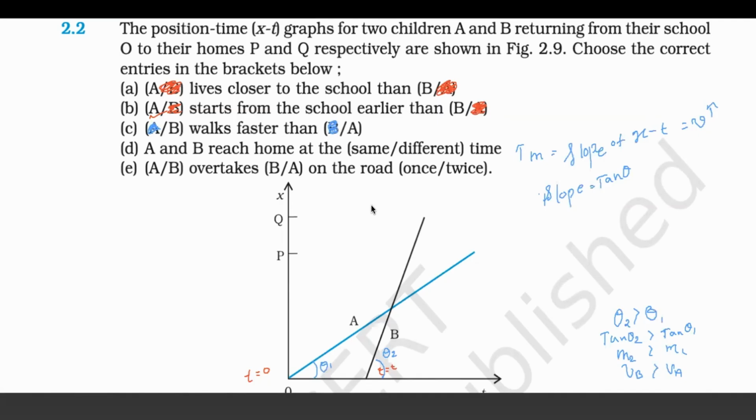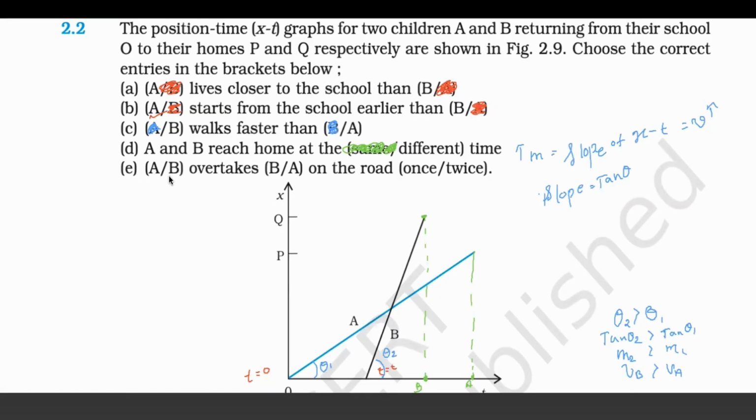Next, do A and B reach home at the same or different times? This is a very simple one. When does B stop? B stops at this time. If you see the time over here, this is when B reaches, and if you drop a perpendicular like this, this is when A reaches. So of course A and B reach home at different times. Is this clear?